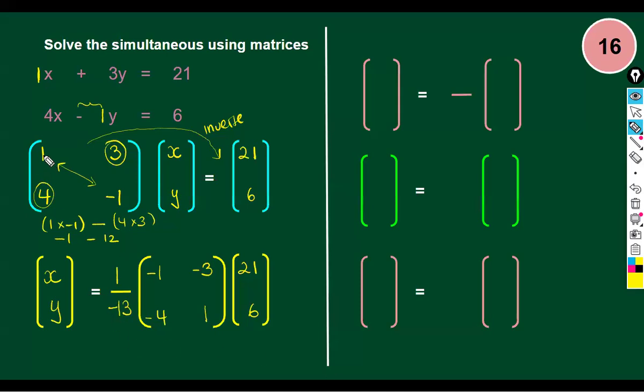I'm double checking it here. 1 multiplied by minus 1 is minus 1. We must put a minus sign. And then 4 by 3 is... no, man. I have minus 1 minus 12 is minus 13. So for the person who's telling me it's minus 11, check back your work.